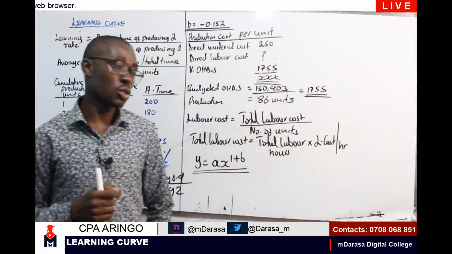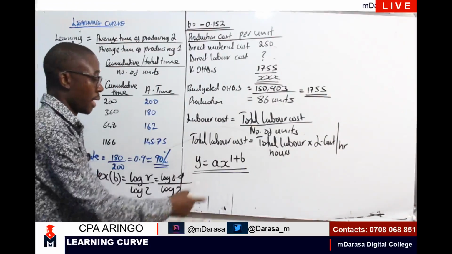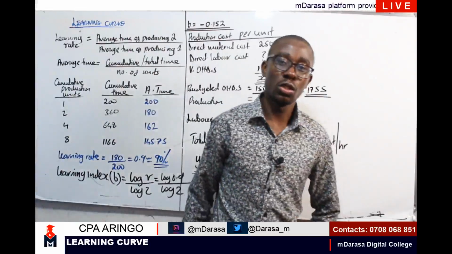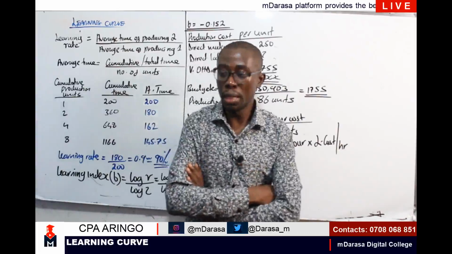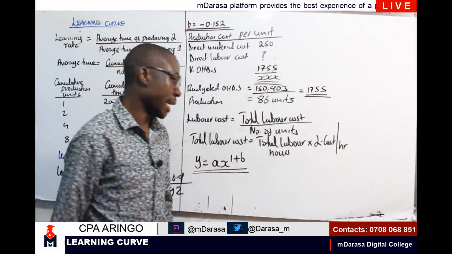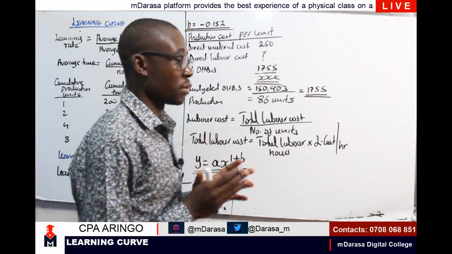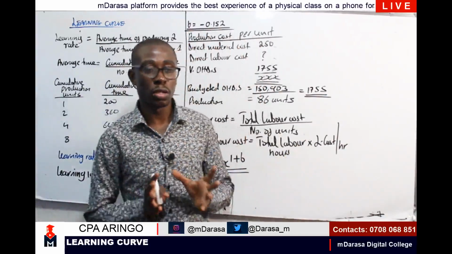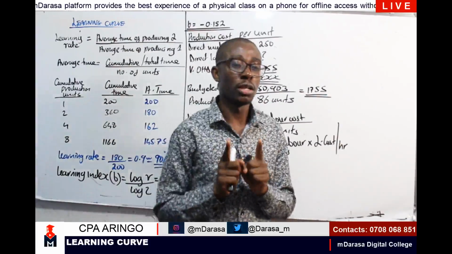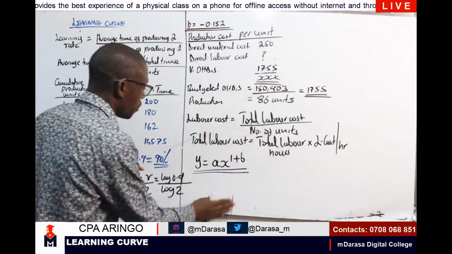For us to determine our total labor hours, I should be talking of y, which is equal to ax raised to power 1 plus b. The big question is, in our question, my good students, what was our b, what was our a, and what will be our x? Remember, the concept is about cumulative production, where x stands for our cumulative production.